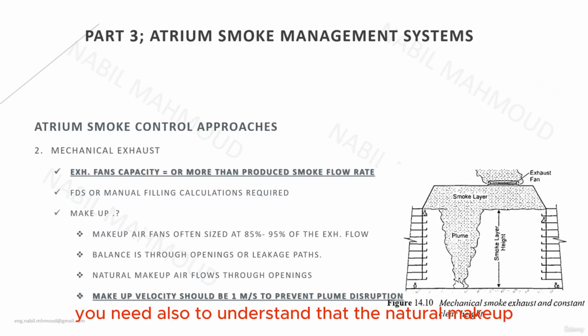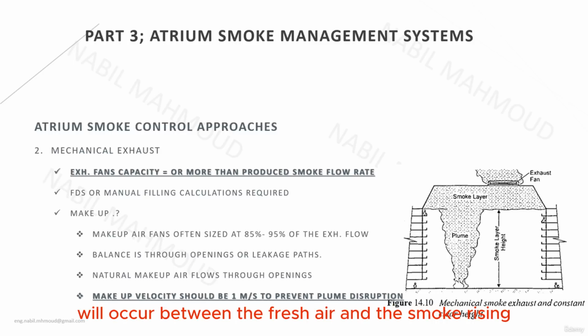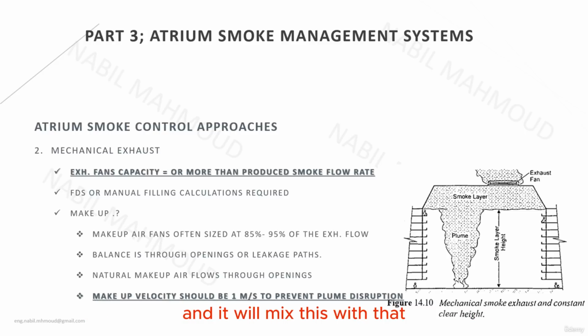You also need to understand that the natural makeup air should have a relatively low velocity, and makeup air is usually provided from openings or from doors that are located at low level. So the makeup air velocity should be 1 meter per second in order to prevent any plume disruption. By plume disruption, I mean that circulation will occur between the fresh air and the smoke rising, and it will mix this with that, and it will cause adverse filling of smoke. That's why the fresh air or the makeup air needs to be gentle, with a velocity of 1 meter per second, to prevent any plume disruption.